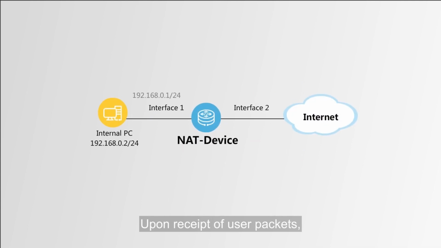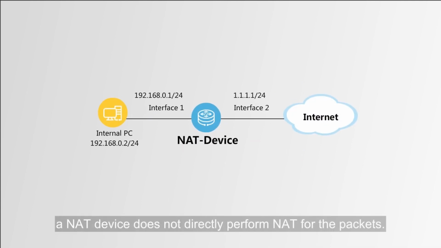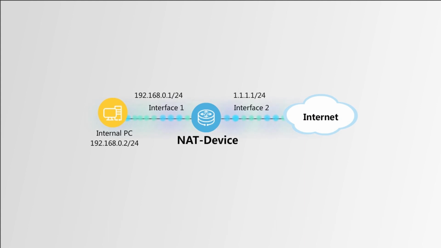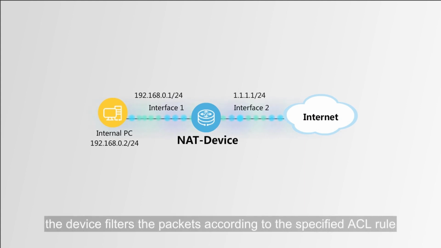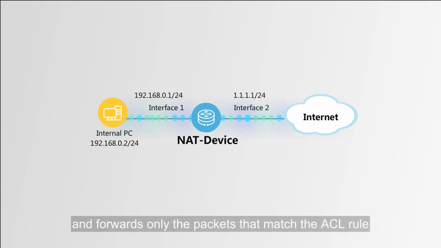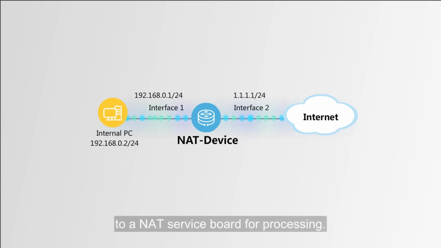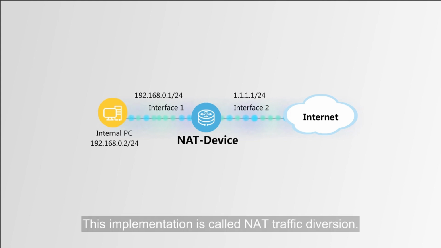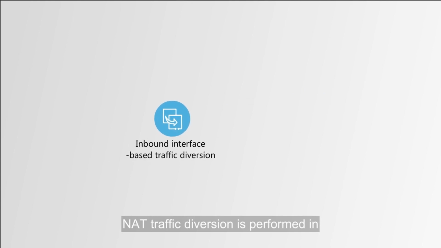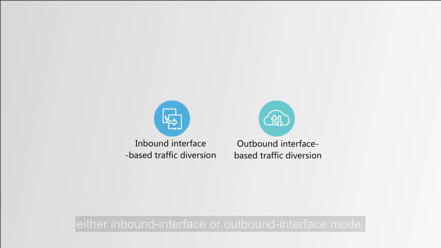Upon receipt of user packets, a NAT device does not directly perform NAT for the packets. Instead, the device filters the packets according to the specified ACL rule and forwards only the packets that match the ACL rule to a NAT service board for processing. This implementation is called NAT traffic diversion. NAT traffic diversion is performed in either inbound interface or outbound interface mode.